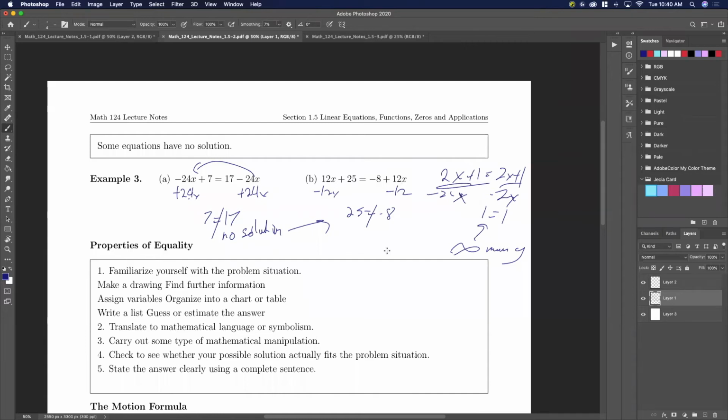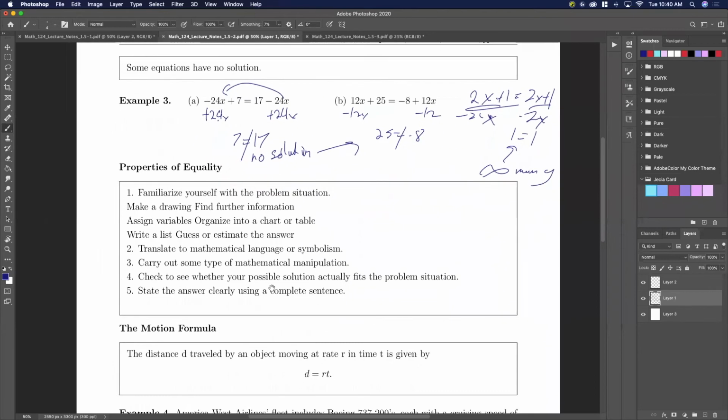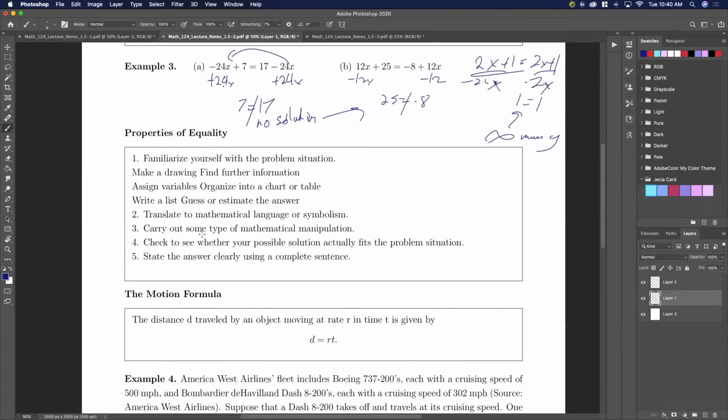All right, so your book goes over how to do properties of equality. It's basically how to solve some of these, right? So familiar stuff. This is just how to solve problems. I'll just rewrite this as how to solve word problems. Not all problems can be solved with math.